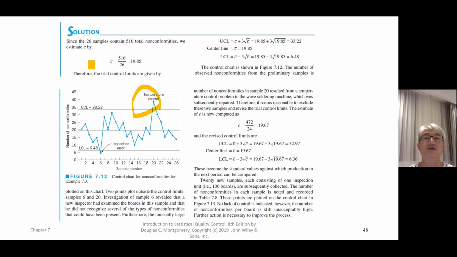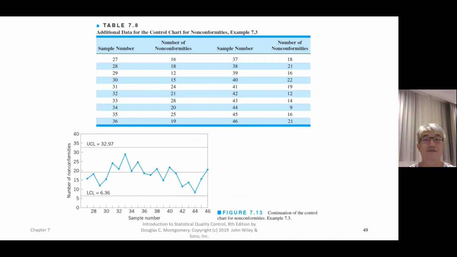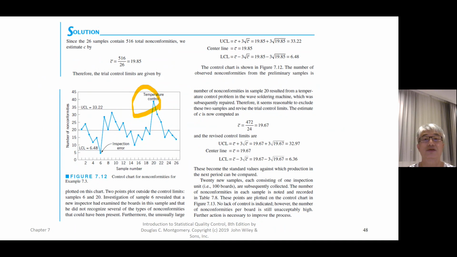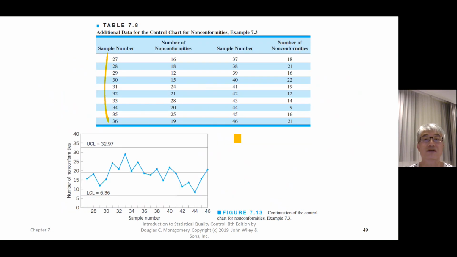Therefore, it seems reasonable to exclude these 2 samples and revise the trial control limits, since we found assignable causes. The estimate of C is now computed as 19.67, upper limit 33.97, lower limit 6.36. Finally, that becomes the standard value against which production in the next period can be compared and monitored. 20 new samples, each consisting of 1 inspection unit made of 100 boards, are subsequently collected and monitored. The number of non-conformities in each sample is noted and recorded in table 7.8, samples 27 until 46.